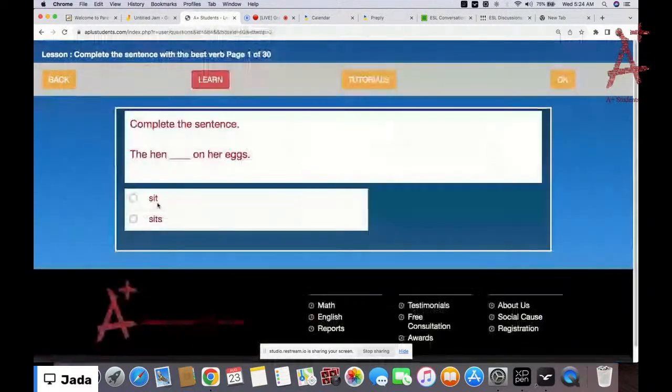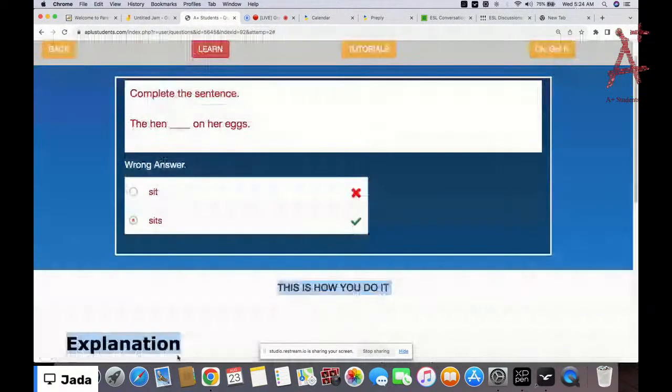So now if you click on "seat" without S, this is what happens. It shows you that your answer is wrong. Why is your answer wrong? Because it is one hen. So if it's one hen, the suitable answer will be "sit" with S.